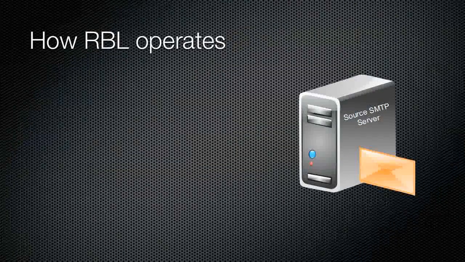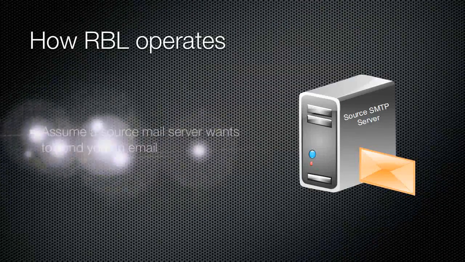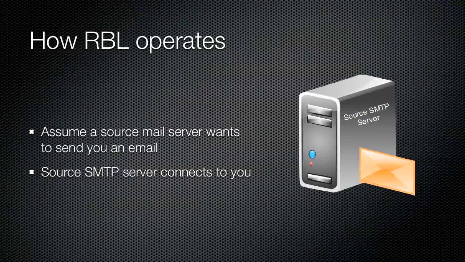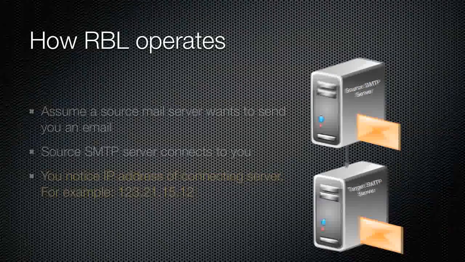So how does RBL operate? Let's say you have a source SMTP server that wants to connect to your server, and the server connects to you. And obviously you notice the IP address from which it connects. Let's say, in this example, it's 123.21.15.12. This is the IP address of the source SMTP server.